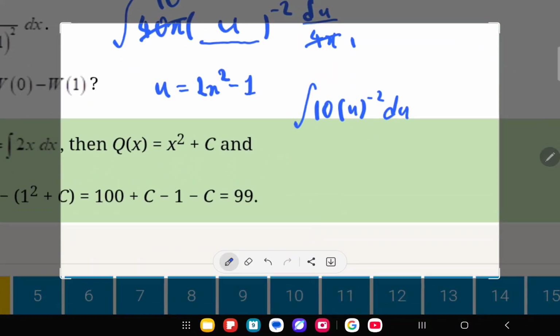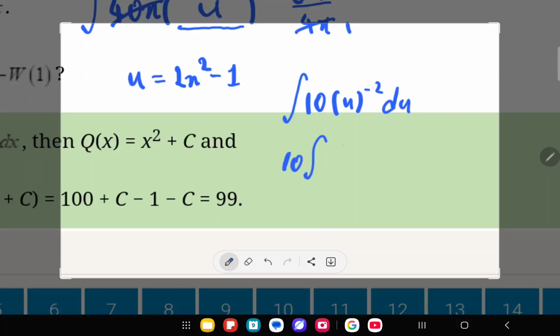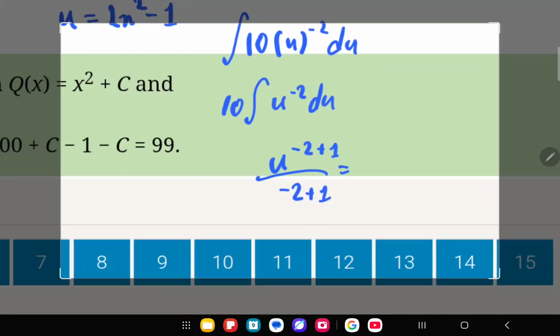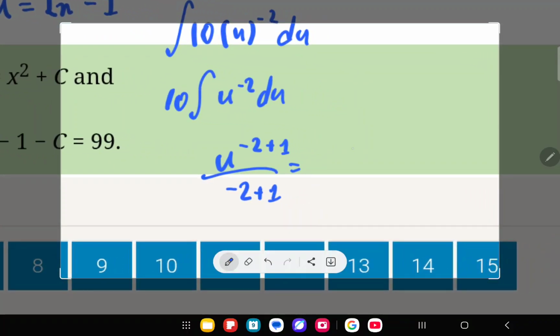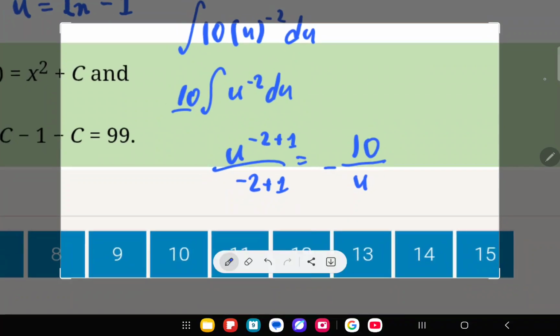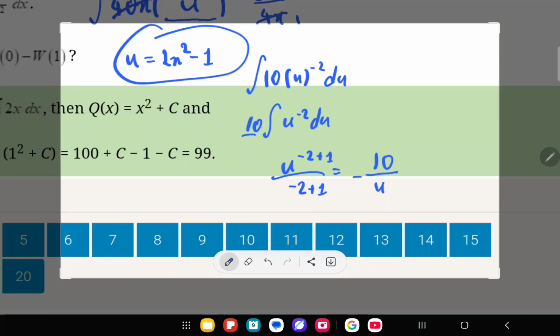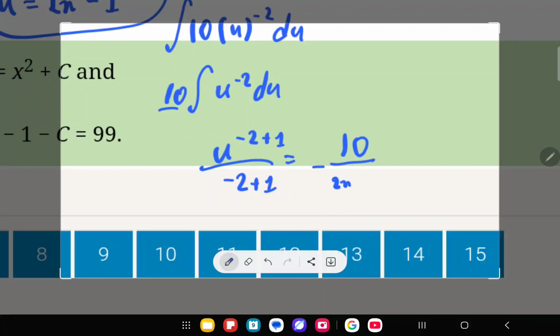And now we'll just do simple integration here. We'll put the 10 out for now. u to the minus 2 du. So it will become u to the minus 2 plus 1 over minus 2 plus 1, which is u to the minus 1. So after you multiply with the 10, of course, you'll get minus 10 over u. So now you have this as our indefinite integral in terms of u, and we know that u is equal to 2x squared minus 1, so we'll put 2x squared minus 1 as well.